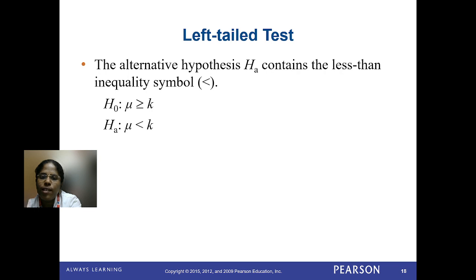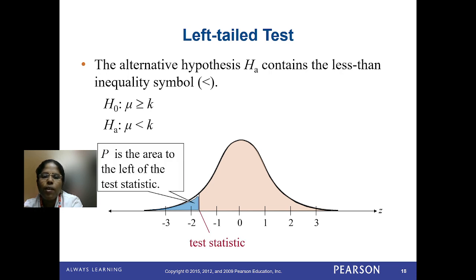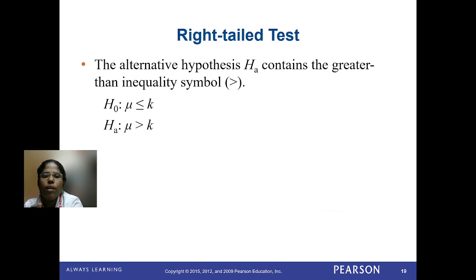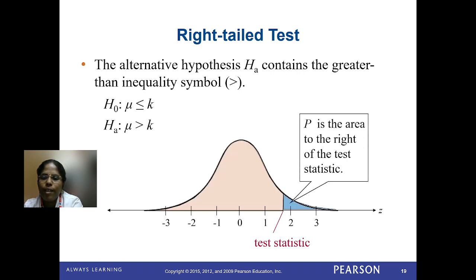So first thing is left tail test. If the alternate hypothesis contains the less than symbol, that gives you the left tail test. So how does it look? This is the picture which shows the left tail test, which is to the left of the test statistic. The test statistic will be denoted here. Okay, the next thing, right tail test. If the alternate hypothesis contains a greater than symbol, that gives you the right tail test. Your picture looks like this for the right tail test.